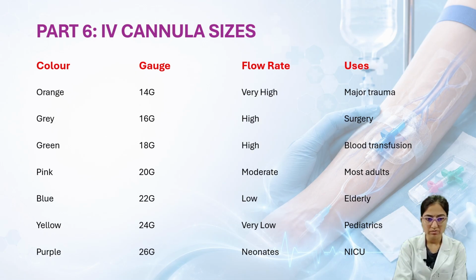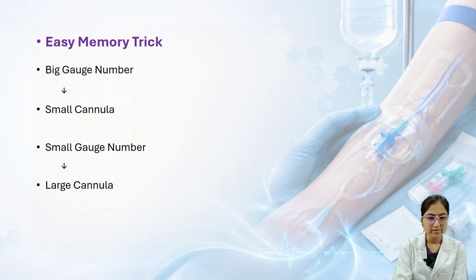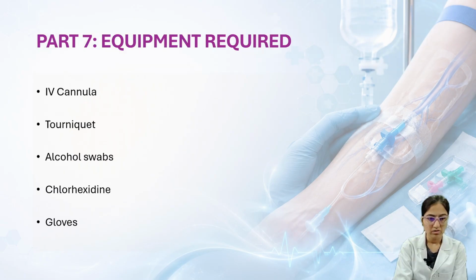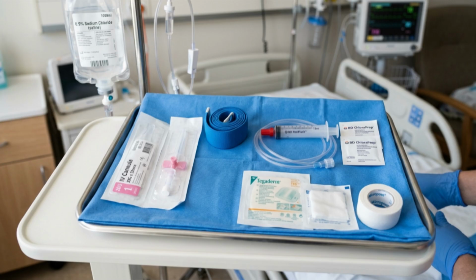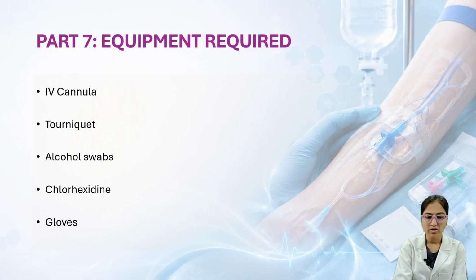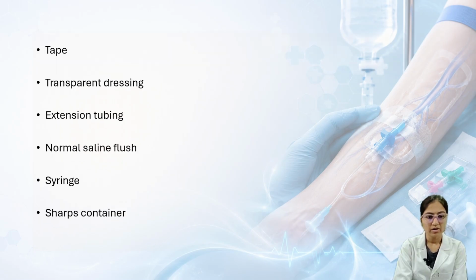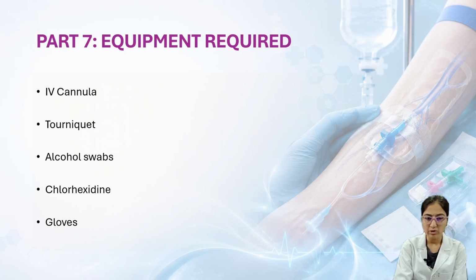Remember, here's the trick: big gauge number, small cannula. Small gauge number, large cannula. And then the equipment required: IV cannula, tourniquet, alcohol swabs, chlorhexidine, gloves, tape, transparent dressing, extension tubing, normal saline flush, syringe, sharps container.